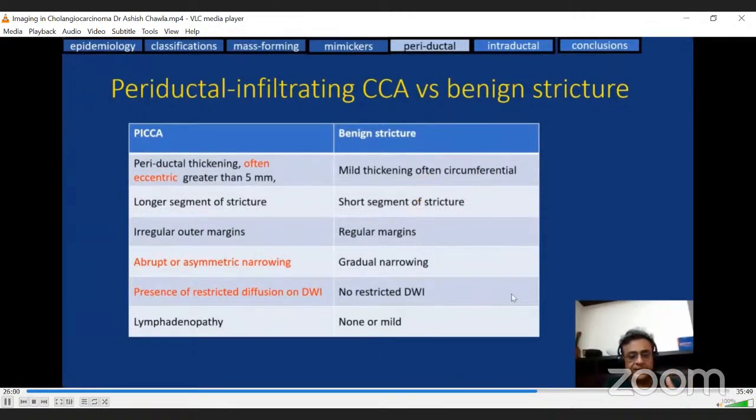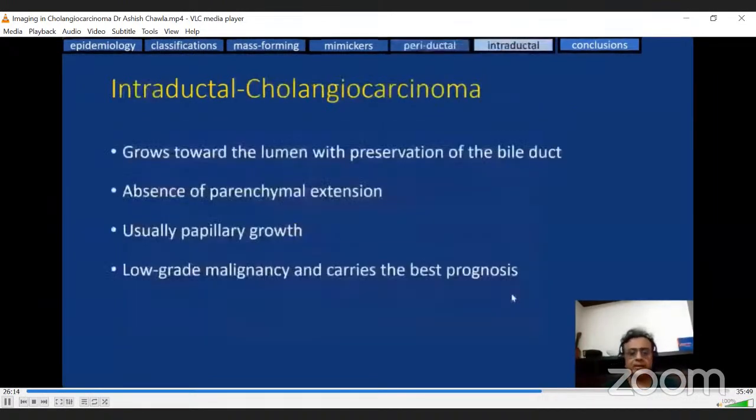Benign stricture, again, it takes a lot of experience to call a benign stricture, and it's better to leave this to the clinician. You can just mention in your report whatever evidence you are collecting towards either of the diagnoses. Move on to the third type of cholangiocarcinoma, the intraductal cholangiocarcinoma.